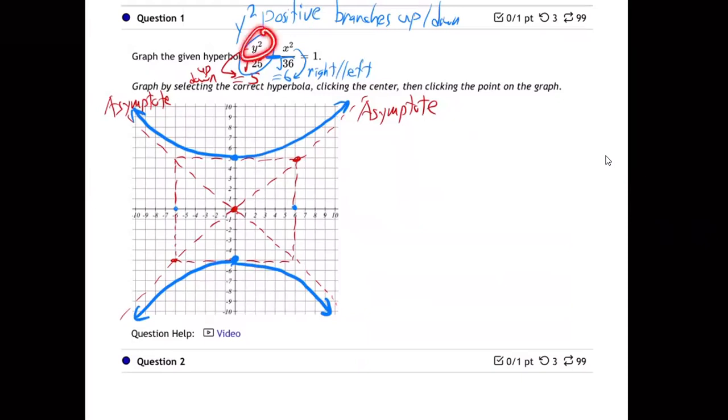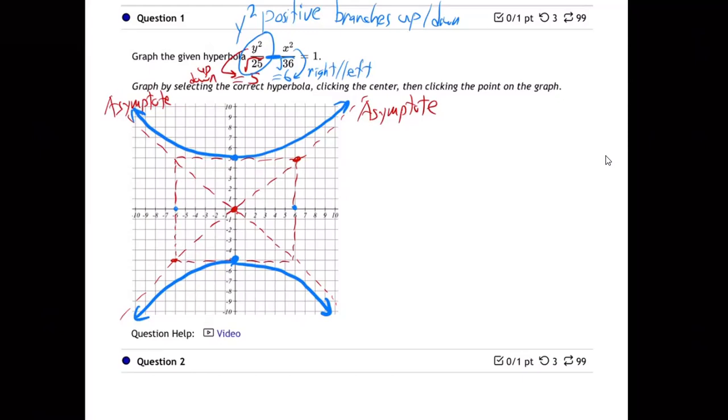And it's y squared positive in the front, so it's branches up and down. If they were switched and it was x squared positive in the front, the branch would have been right and left. Same box, though. And how do we make the box? The square root of the number under y is up, down, because y is up, down, 5. And the square root of the number under x is 6. That's right, left, because x is right, left. And then make the box, and then fill in the two diagonals, and they will guide the branches of the graph. They tell you how wide or narrow the branches are for the graph.